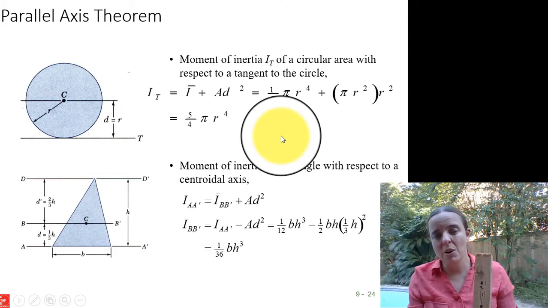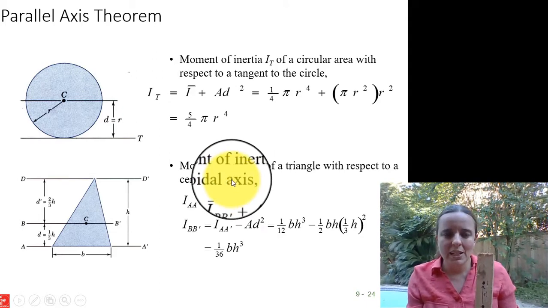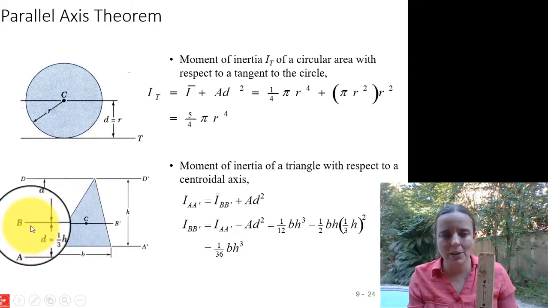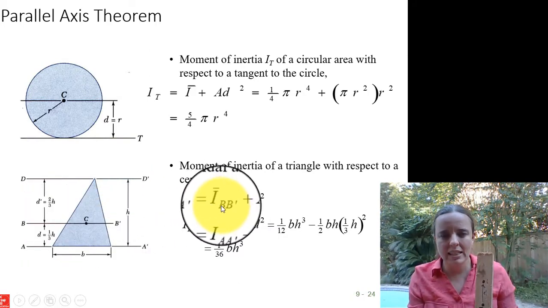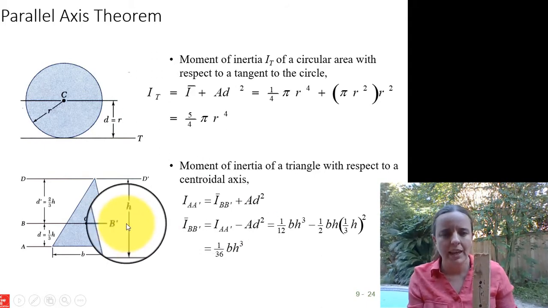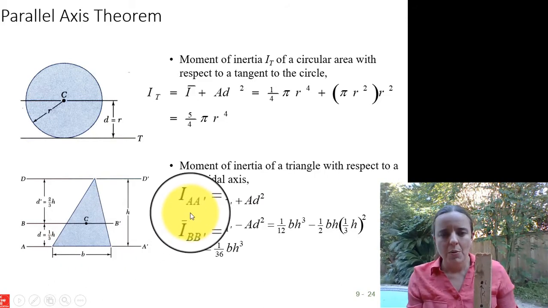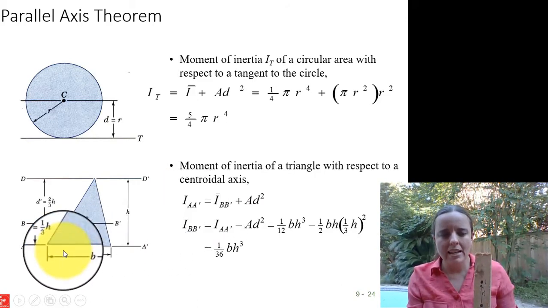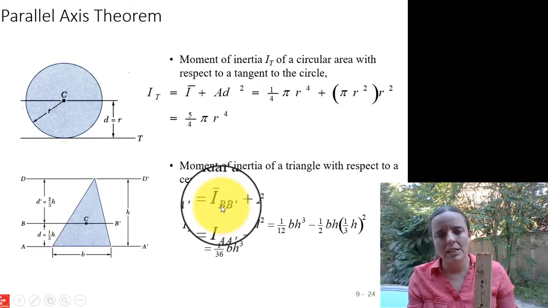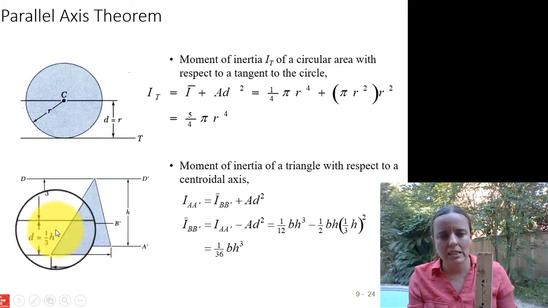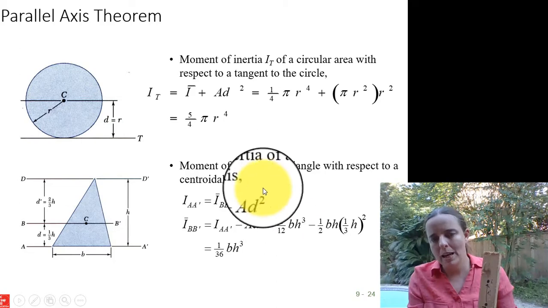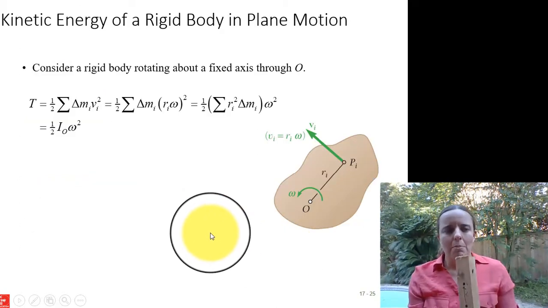Here's the same thing for a triangle. Again, you can look up in the table quite often what it is around the centroid. So for BB, this is the centroid axis. You can see that line on top of it that's talking about inertia around the center. And if I want to rotate it around this new axis, AA, down here on the base, then it would be a combination of what it is around the center plus A D squared, where D is some distance. For triangles, the centroid is 1/3 of the way up. So, okay, there's a couple of examples.